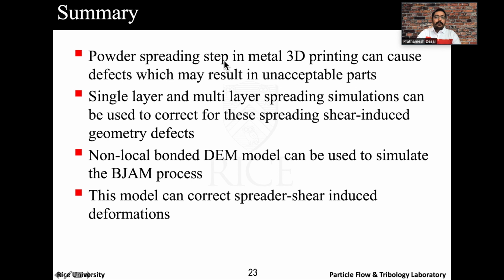All right, so this is the talk, and let me summarize the findings. First point is, the powder spreading step in metal 3D printing can cause defects at microscopic and macroscopic level, and this can result in unacceptable parts. Single layer and multi-layer spreading simulations can be used to correct these spreading shear induced geometry defects. A novel non-local bonded DEM model can be used to simulate the PCHAM process, and this model can correct spreader shear induced deformation, so you don't spend time on the real printer, which is expensive. Correct for the deformations using this virtual tool or model and then print defect-free parts.